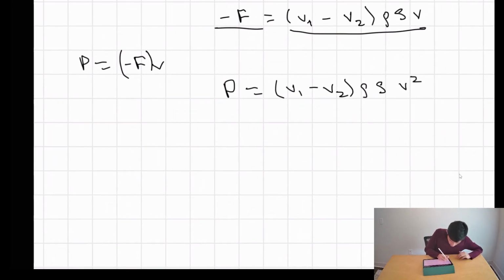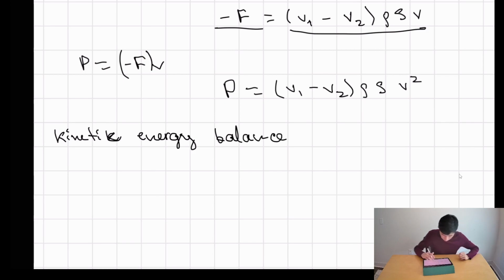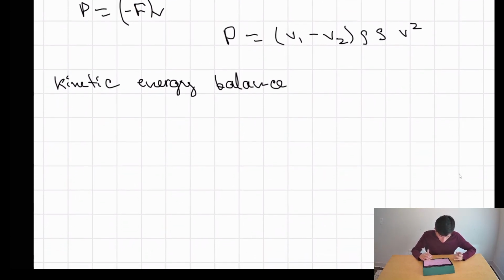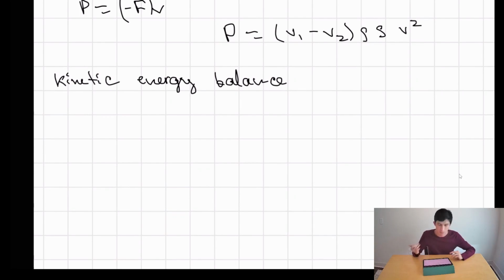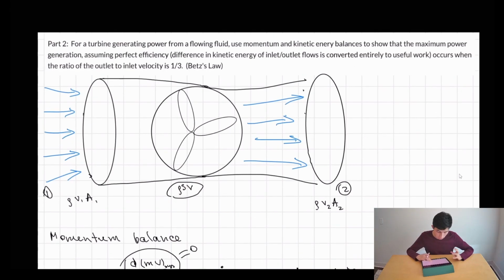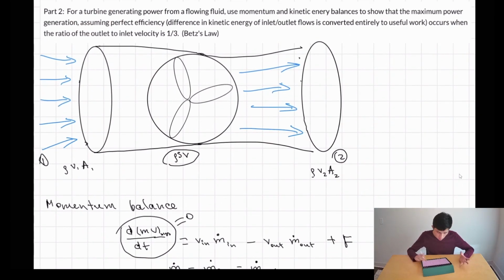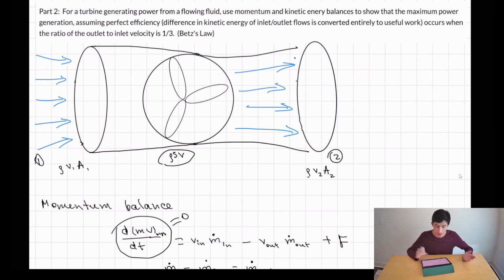Now let's do the kinetic energy balance. Okay, kinetic energy balance. So we're going to be considering the kinetic energy per unit mass, and the assumption we made when we started the question was that the difference in kinetic energy of inlet and outlet flow is converted entirely to the power.